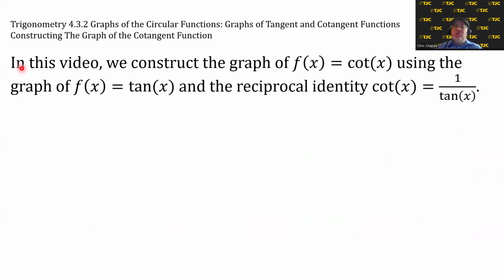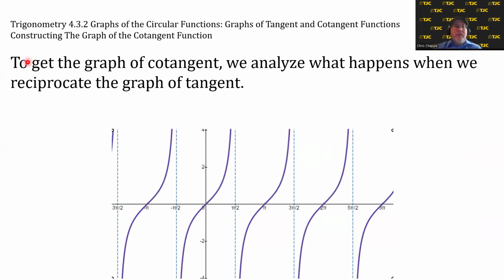In this video, we construct the graph of f of x equals cotangent of x using the graph of f of x equals tangent of x and the reciprocal identity cotangent x equals 1 over tangent x. We will not be making a trip around the unit circle this time. To get the graph of cotangent, we analyze what happens when we reciprocate the graph of tangent. Technically, you don't reciprocate a graph. You reciprocate the y-coordinates of each point on the graph, but we'll use the term loosely.